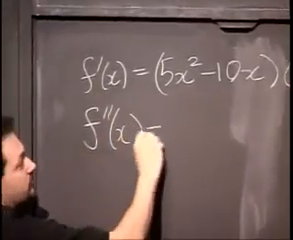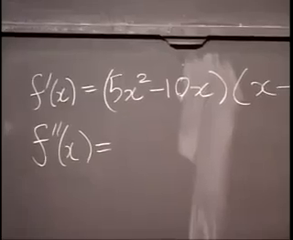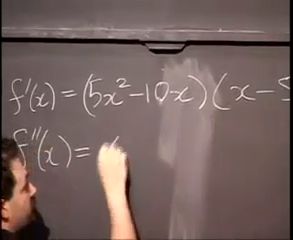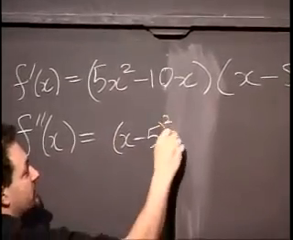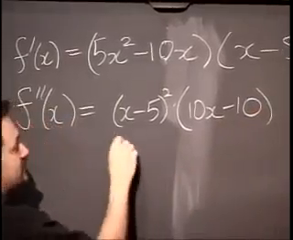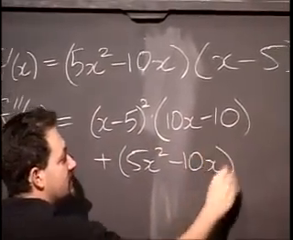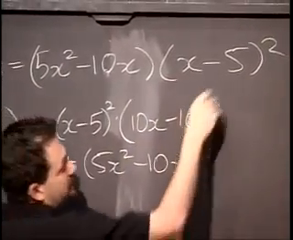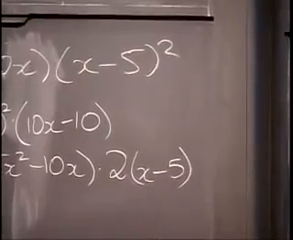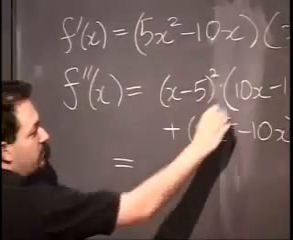We'll use the product rule. So I turned the 3 factors that we had originally into 2 factors because it's easier to differentiate. So we're going to get the second factor, x minus 5 all squared, times the derivative of the first, which is 10x minus 10, plus the first factor, 5x squared minus 10x, times the derivative of the second, and by the chain rule, that's just 2x minus 5. I probably should have taken out a factor of 5 right at the beginning, but what the hey. Actually, there's a factor of 10 that pops out now.